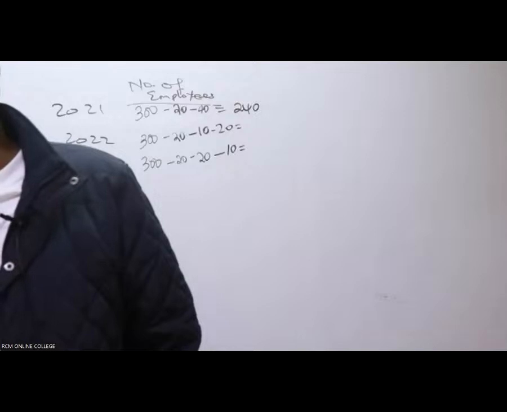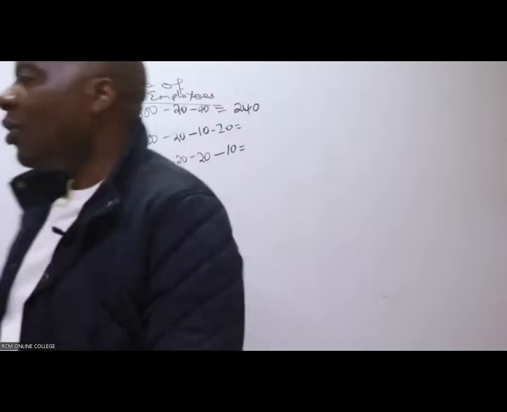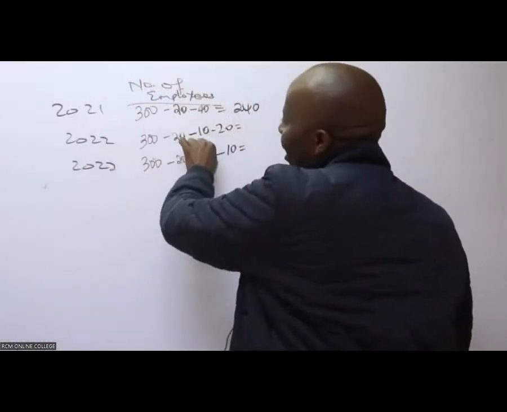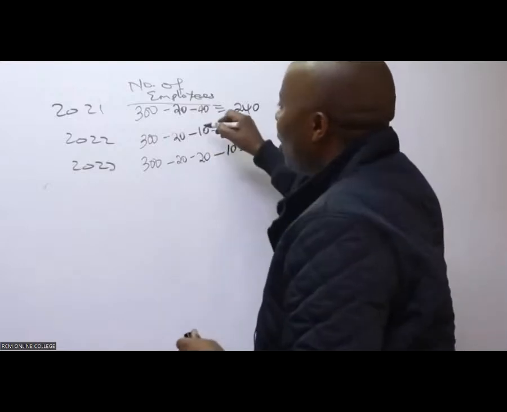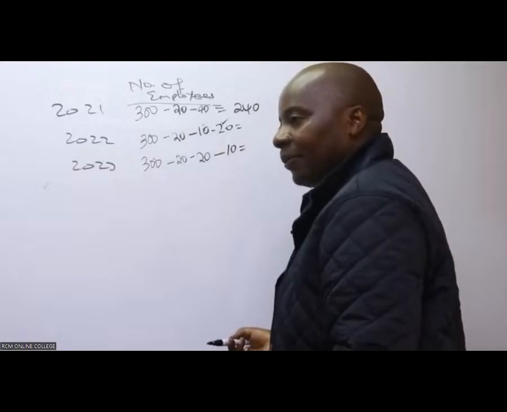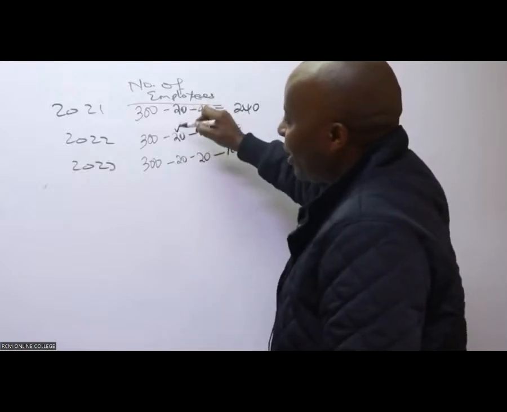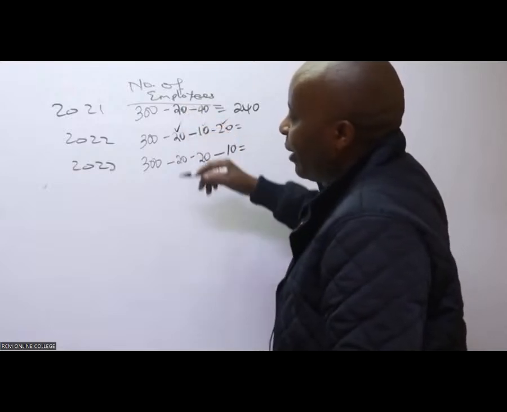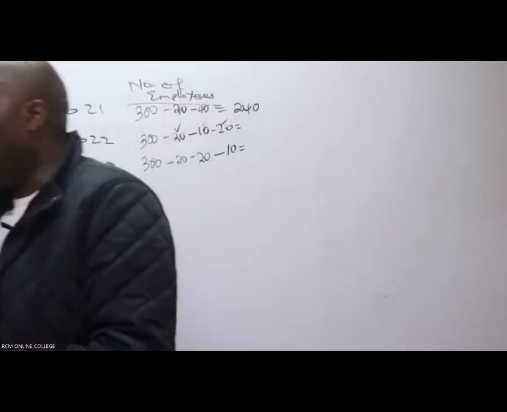Okay, so please go to 2022 now. So in 2022, what have they told us? During 2022, 10 employees leave. The entity estimates that a further 20 will leave during 23. So it means that from the 300 that I started with, I should subtract the exact guys who left in 2021 too, minus this further 20. But remember, if you do that, you'll have accounted only for 2 years. And yet you're supposed to account for 3 years. So I must come back here and subtract this actual for 2021 too. As we progress, you guys will be able to appreciate this. So can you kindly give me these other 2 answers? Please feel free to ask questions.